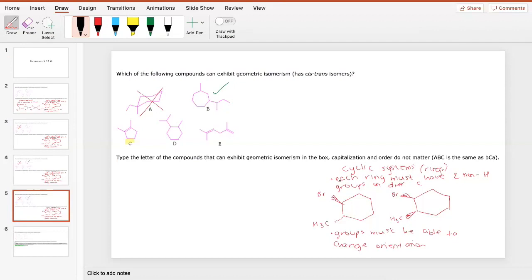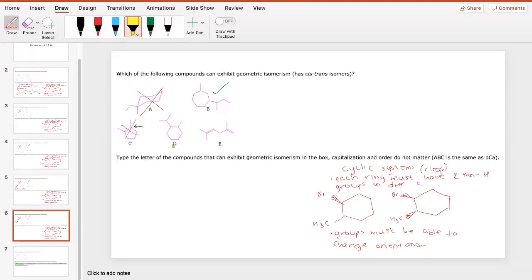So the first part of it states that each ring must have two non-hydrogen groups on different carbons. We do have that. This carbon has a methyl group, as does this one. It also states that groups must be able to change orientation. Both of these carbons are sp2 hybridized, which means they are trigonal planar and therefore flat. If they're flat and in the plane of the screen, they can't change their orientation, and therefore C does not work.